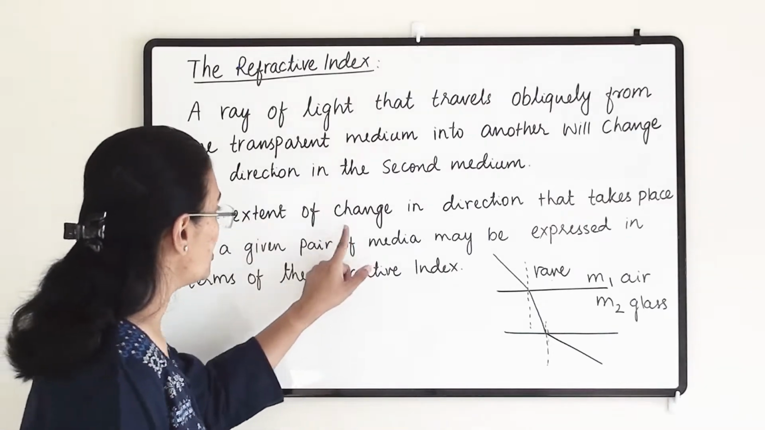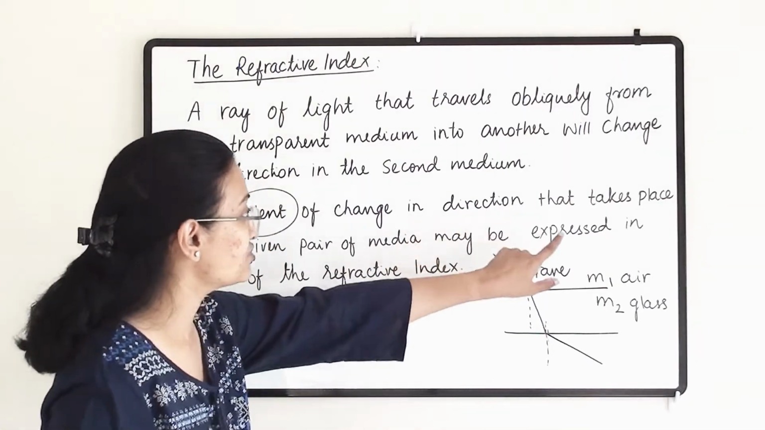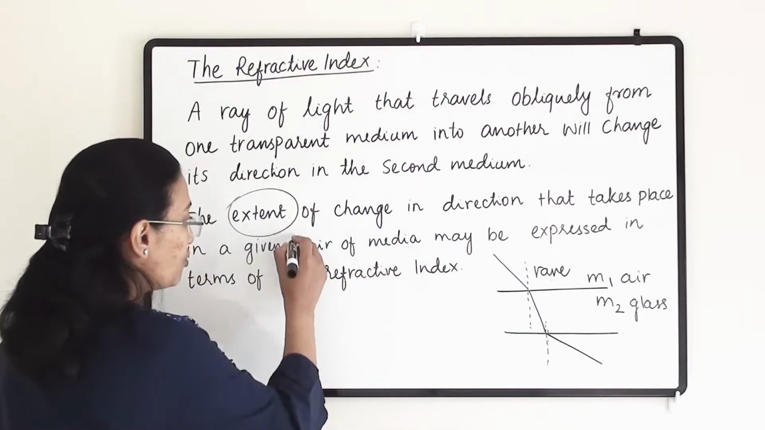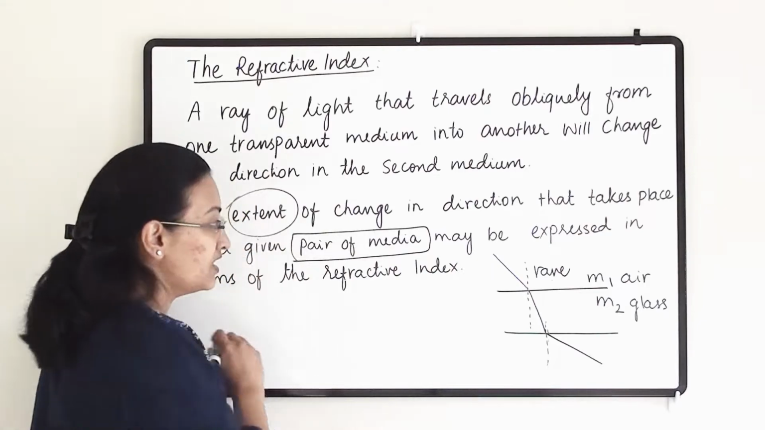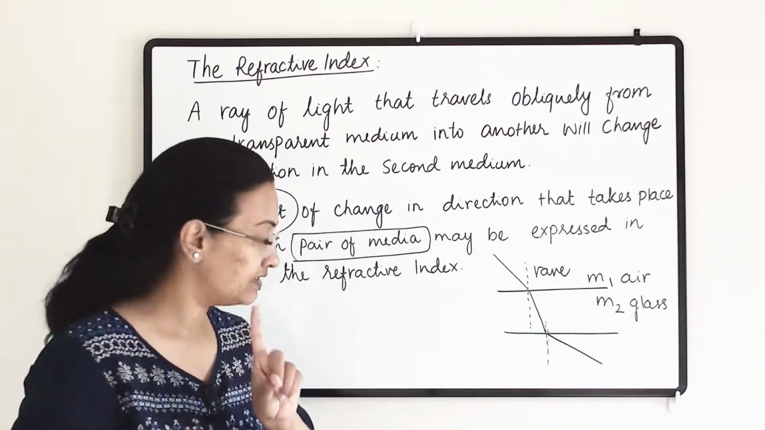The extent of change means how much change will happen in the direction that takes place in a given pair of media. It is always a pair of media. There will always be two media. One will be the rarer medium and one will be the denser medium.